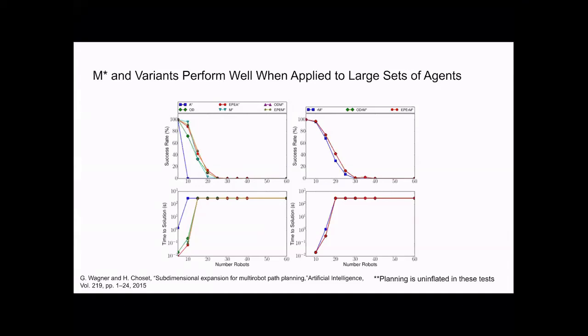In this diagram, you can see how MSTAR and its variants perform when applied to different sets of agents when planning is uninflated. For our framework, we use a variant of MSTAR called ODrM, which further breaks these collisions down into smaller sets in order to reduce runtime.